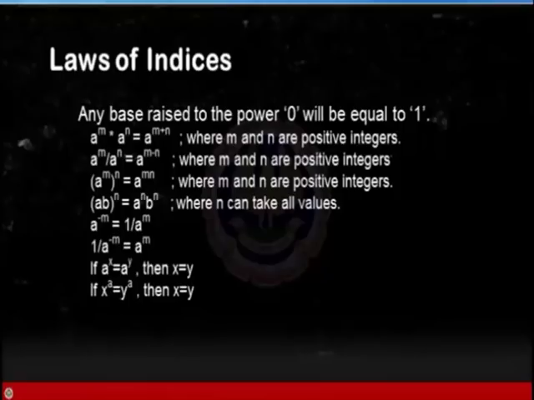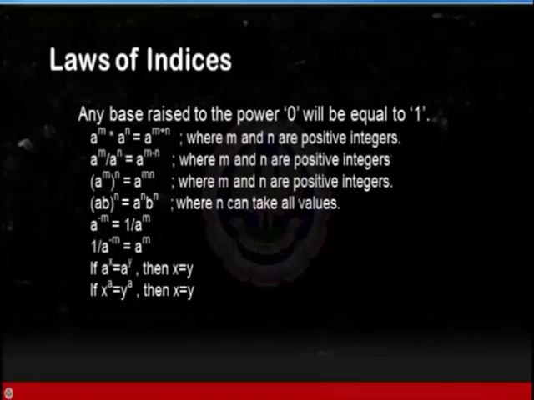Then another thing is, if you have ab raised to the power n, that means you have two numbers which are products and you have them raised to the power n, the n can go and be raised to the power of every particular number. So it will be a to the power n into b to the power n.